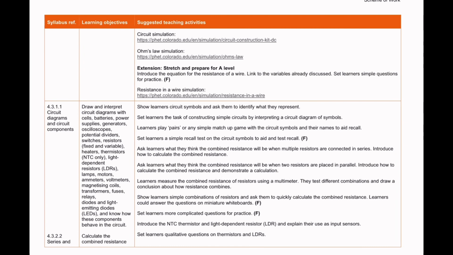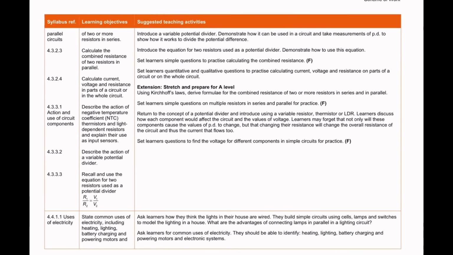Learning objectives. Calculate the combined resistance of two or more resistors in series. Calculate the combined resistance of two resistors in parallel. Calculate current, voltage, and resistance in parts of circuits or in the whole circuits. Key concept 4.3.3.1: Action and use of circuit components.